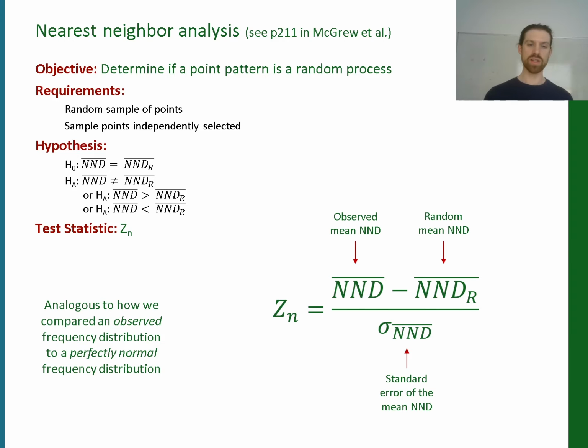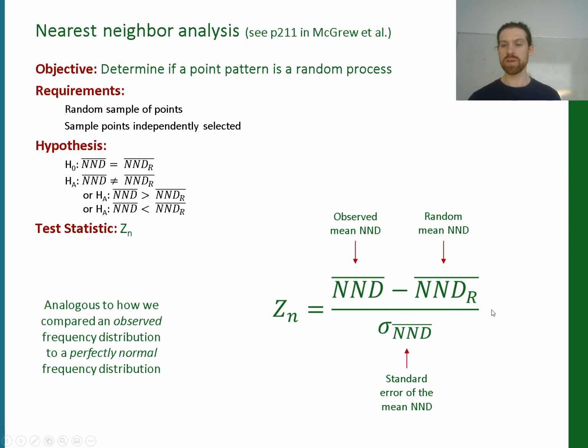So we could say that for one alternative hypothesis, the observed nearest neighbor distance that we have is larger than what we would expect to occur at random, or vice versa, we might expect the observed mean value that we obtain to be smaller than what we would expect to occur at random.